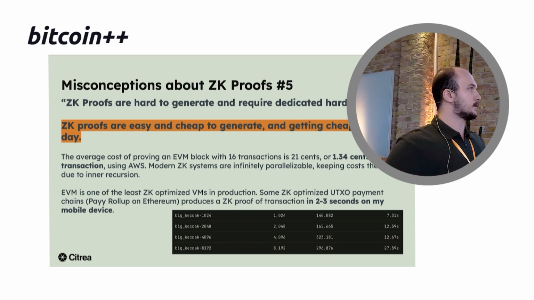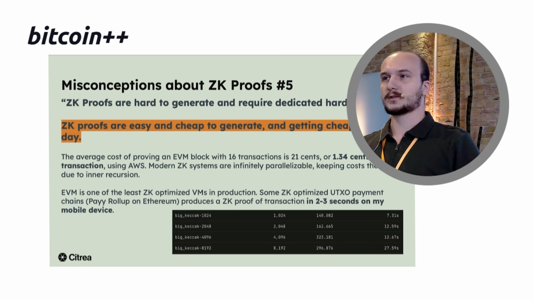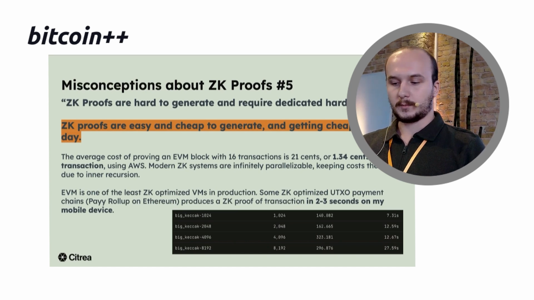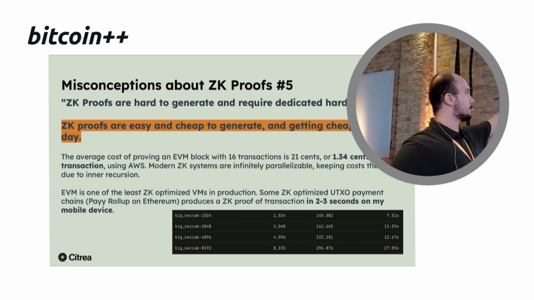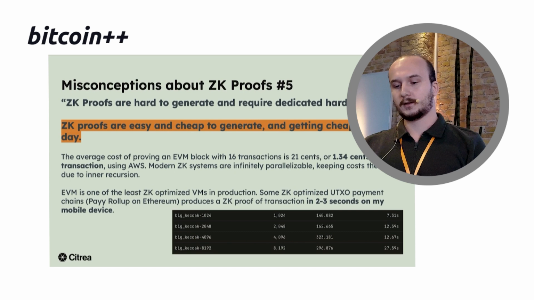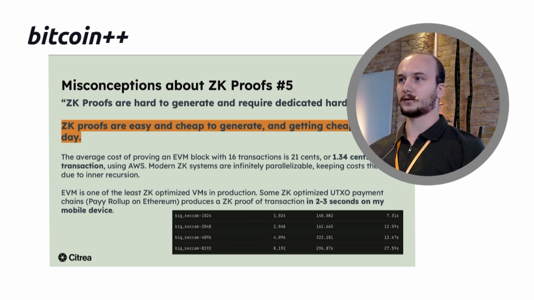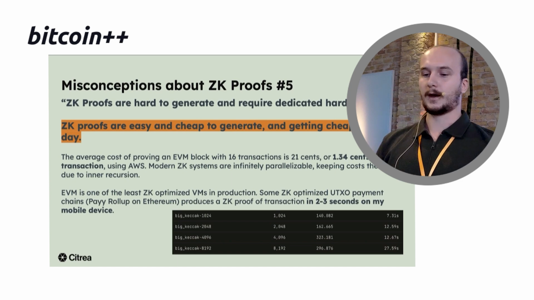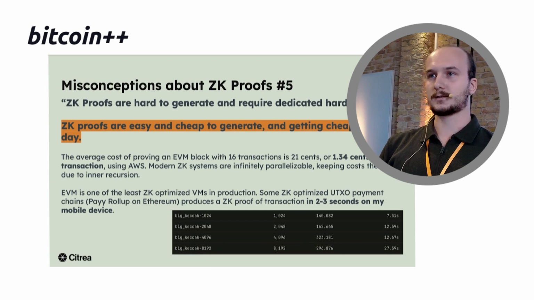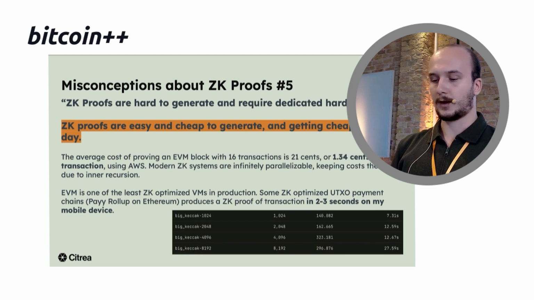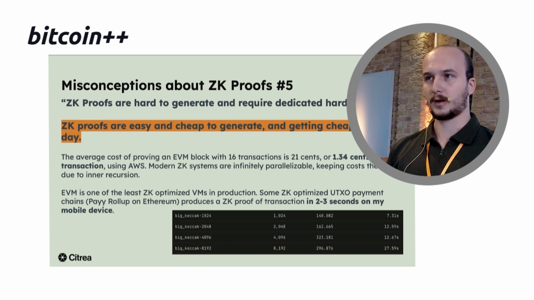And the EVM is one of the least optimized VMs to prove in ZK. If you build, let's say, a ZK-optimized UTXO payment chain, also called Pay network on Ethereum, it produced a local ZK proof on my iPhone in 2 or 3 seconds. And it simply says that I have a UTXO, I am now spending it to another blinded owner, and that UTXO actually exists in the current UTXO set. This proof generation takes maybe 2 or 3 seconds.